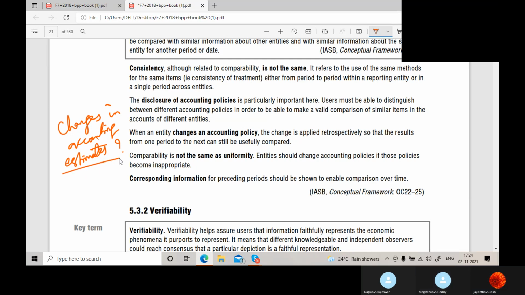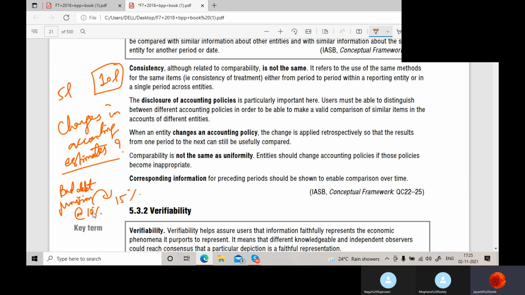See, changes in accounting estimates is nothing but if the company has made bad debt provision at the rate of 10%. So now company's sales have increased. Previously they were selling 5 lakh worth of goods. Now they are selling 10 lakh worth of goods. So when their sales have doubled, they thought of increasing this bad debt provision from 10 to 15%.